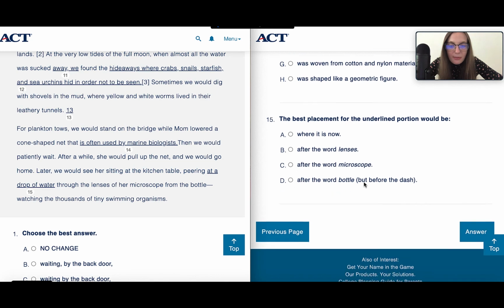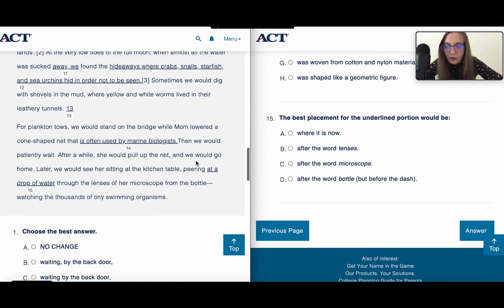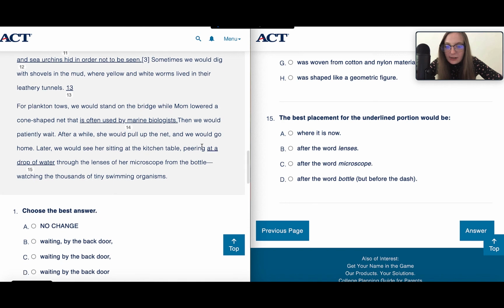Alrighty, and finishing up with question 15, the best placement for the underlined portion would be where? Okay, so peering at a drop of water. So let's see. So peering at a drop of water through the lens from the bottle. Okay, so the drop of water we know is coming from the bottle. So let's see the options. So B is lens, peering through the lens at a drop of water of her microscope. Well, that doesn't make sense. It's not a water droplet from her microscope.